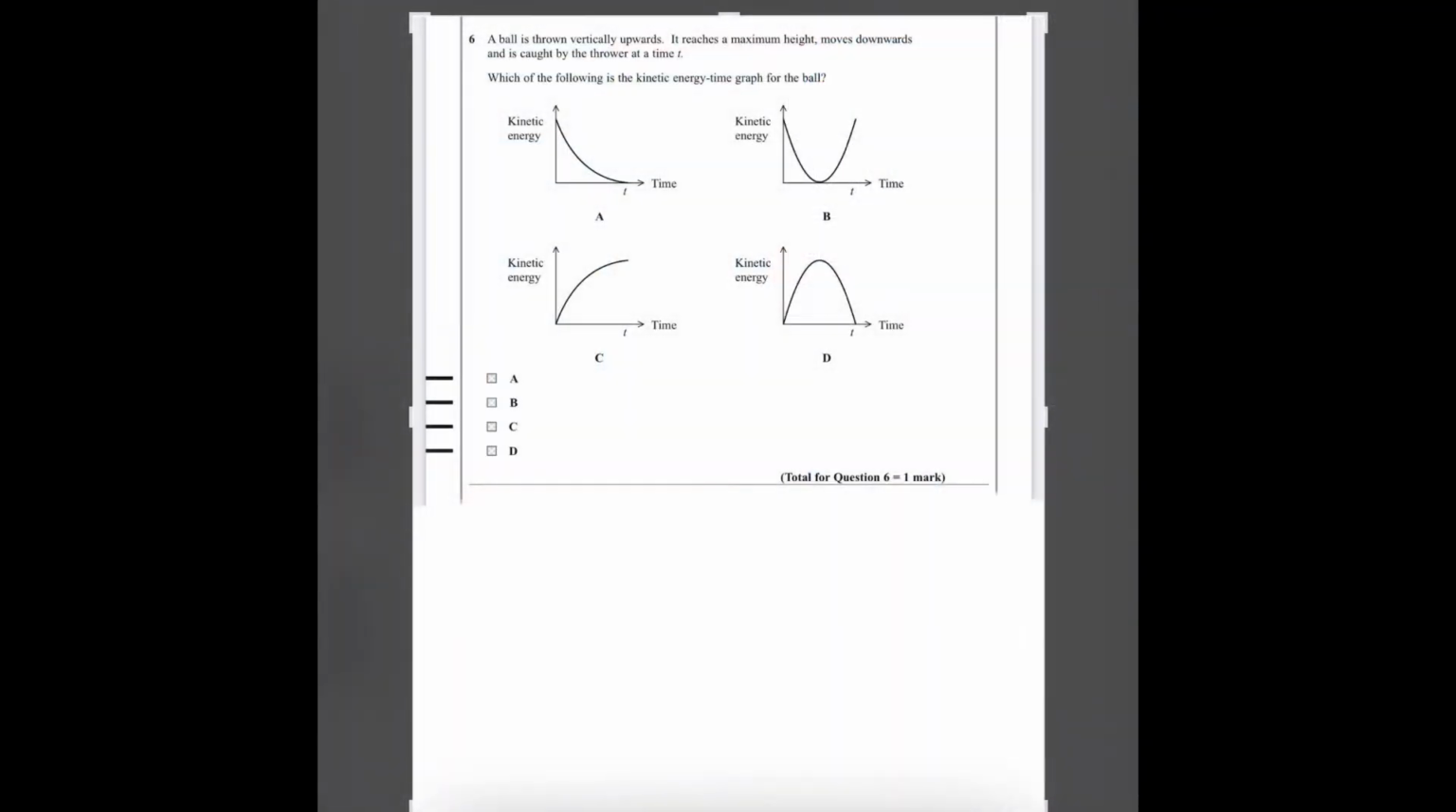Number 6, a ball is thrown vertically upwards. So basically we have a ground here and the ball is thrown vertically upwards. It goes up and again it goes down. So it reaches a maximum height, moves downwards, and is caught by the thrower at time t. So basically it goes up like this, it reaches its maximum height.